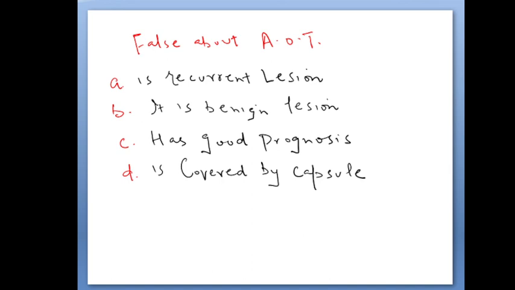False about AOT, that is false. The false option is A. It is a recurrent lesion. The rest of these options: it is a benign lesion. Yes, it has good prognosis. Yes, it is covered with a capsule.